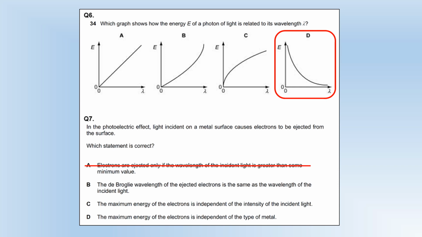The de Broglie wavelength of ejected electrons is the same as the wavelength of incident light. I've never heard of this rule, so I'm going to skip over that because that doesn't make a lot of sense to me. But I don't necessarily know that it's wrong, I've just never heard of it.